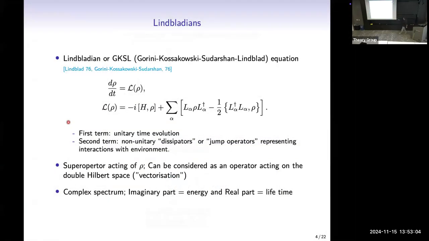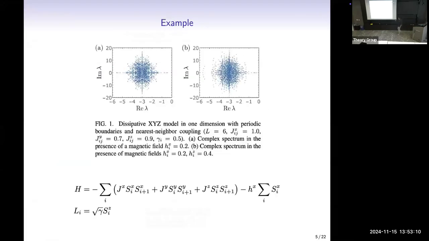Right, so this is what we just talked about. And then, for example, we could consider just a regular spin chain, but we add some dissipation. And then depending on the choice of the parameter, this is how the spectrum looks. The spectrum is always negative in this direction, that means decay. And then this direction is the real energy, okay?